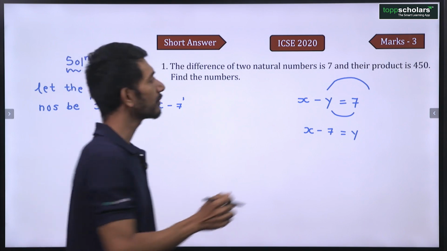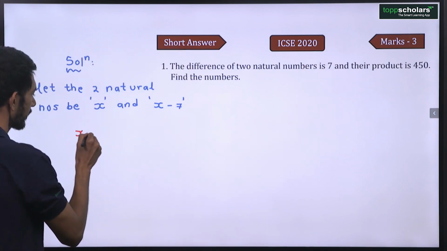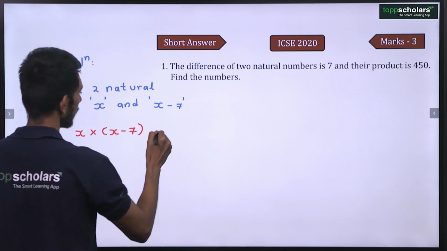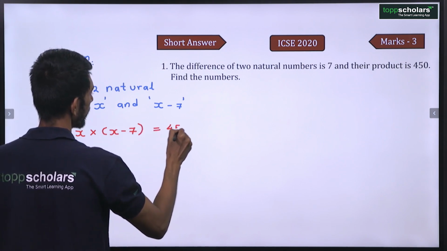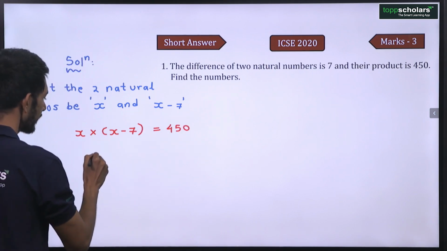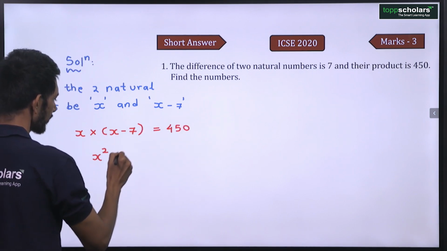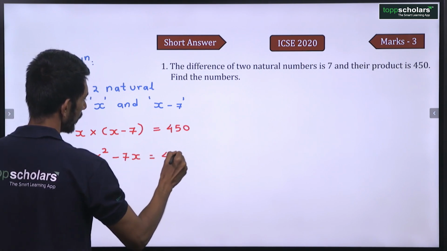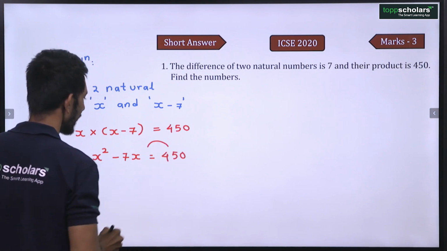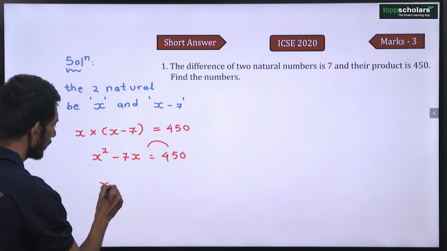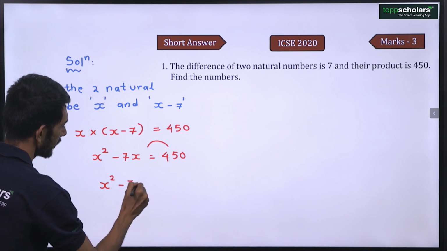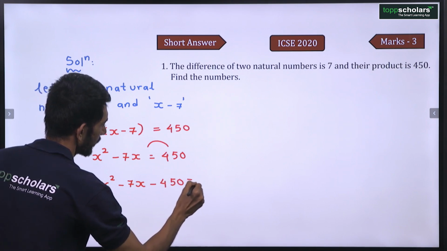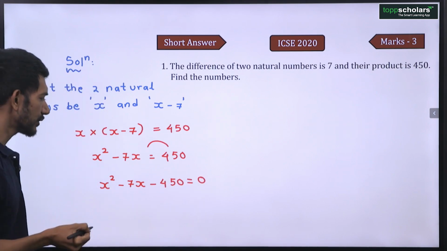Now their product is 450. So can I say x multiplied by x minus 7 is equal to 450. This is the condition given. So x into x is x square, minus 7x is equal to 450. You can shift 450 to the other side. So you get x square minus 7x minus 450 is equal to 0.